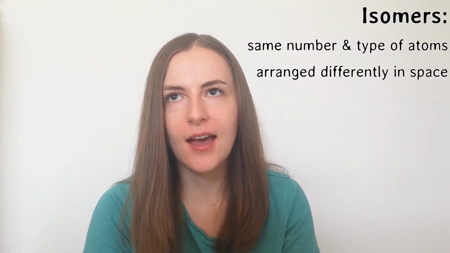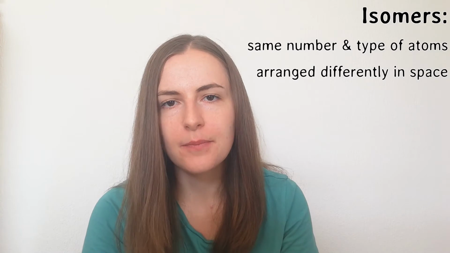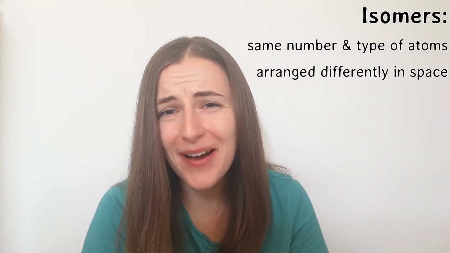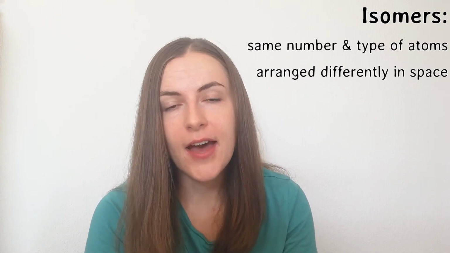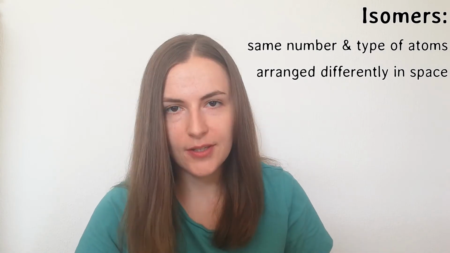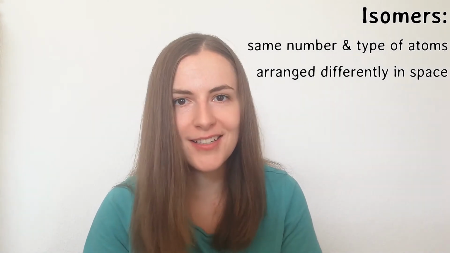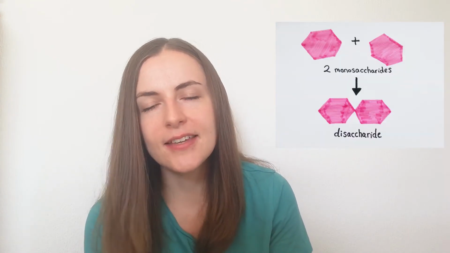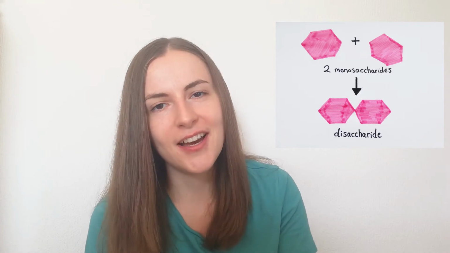So to summarise, alpha and beta glucose are isomers, which means they have the same number of atoms, but they're just arranged in a slightly different way. Why does this matter? Well, it does affect the structure of the polysaccharide chain that they form when they join together. And we'll come to that in a moment. First though, we're going to look at how 2 monosaccharides join together to form a disaccharide. This is an extremely important reaction to learn.